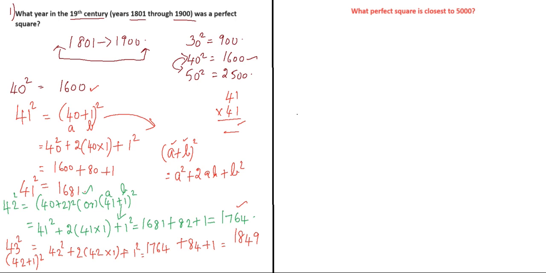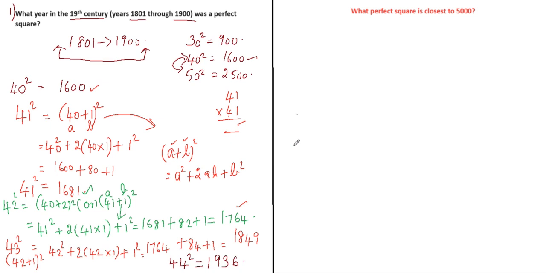Okay. Similarly, you can try 44 square. Come on, do it. Take 44 square as 43 plus 1 the whole square and try to find out the answer. Try to find out what is 44 square. Your answer will be 1936. You can check it.